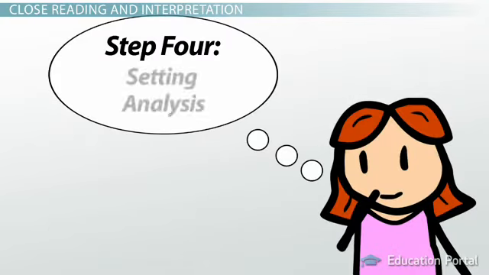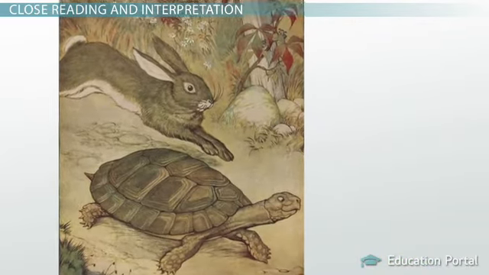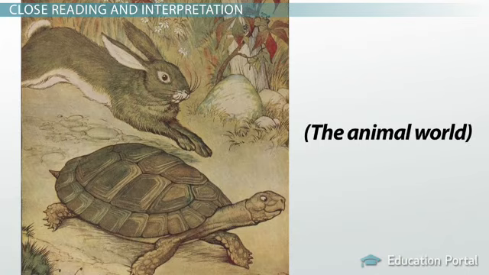Step 4. Setting analysis. Okay, since nothing is explicitly stated, can we gather any more information about setting? Maybe information that is implied. The story does hint at a social context, the animal world, which you could argue is a contributor to the setting here. Okay, that's something we can gather that is implied.